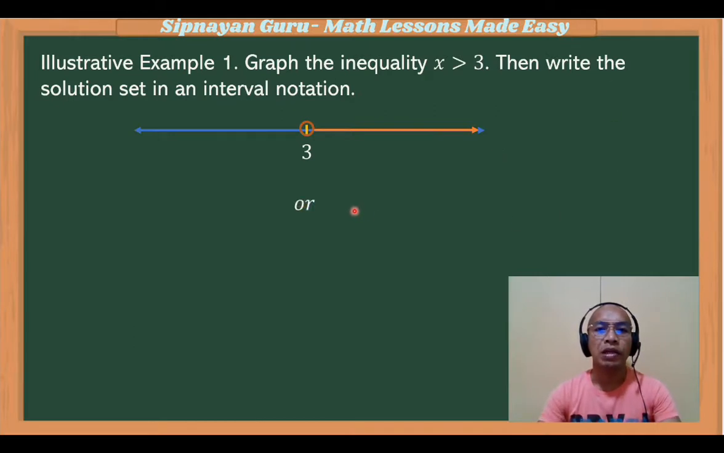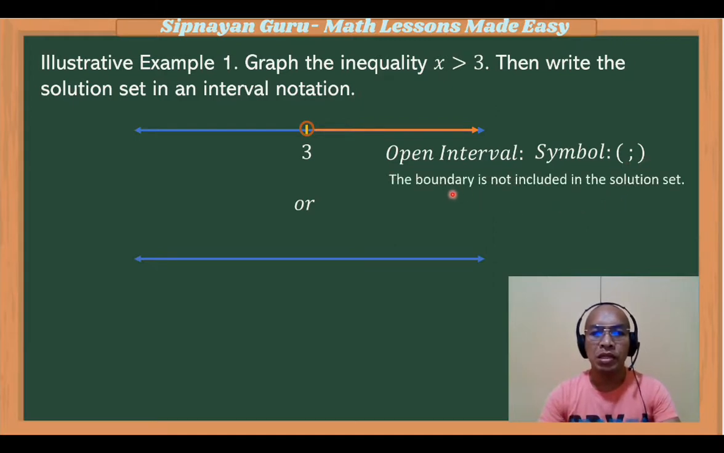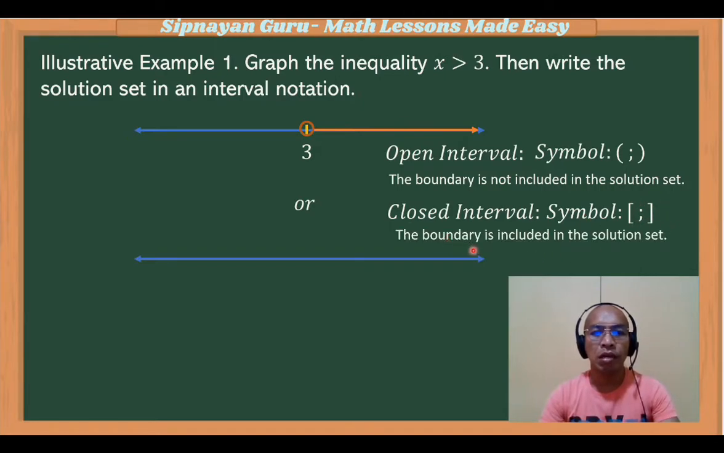Another method in graphing the solution set of an inequality x greater than 3 is by using open or close parentheses or open or close brackets. An open interval will be represented by open or close parentheses, which means that the boundary is not part of the solution set. For a closed interval, we will be using the symbol of open or close bracket, and this would mean that the boundary is included in the solution set.